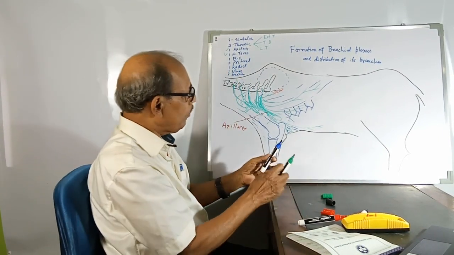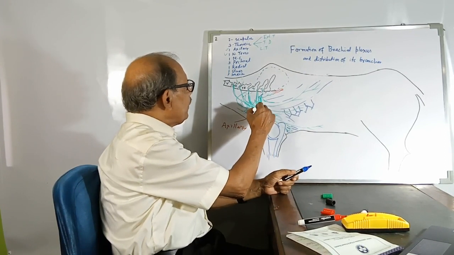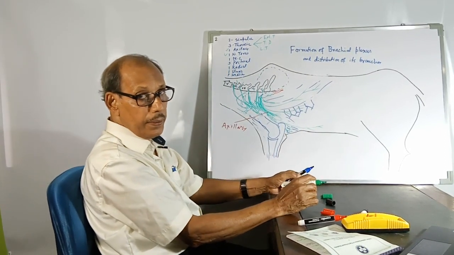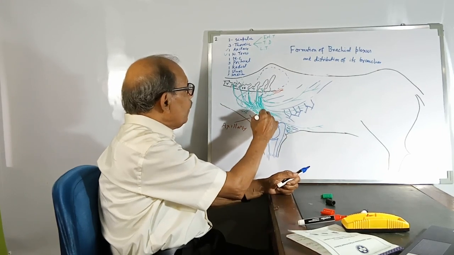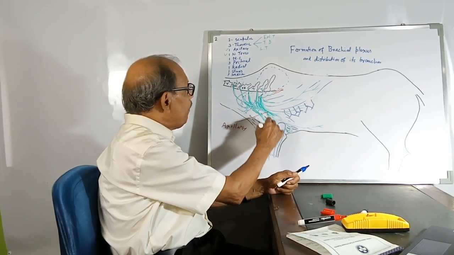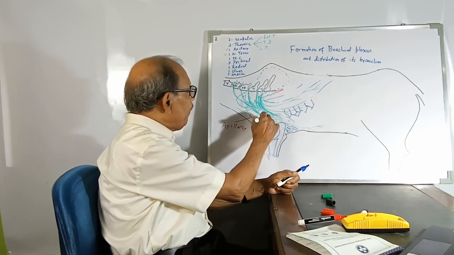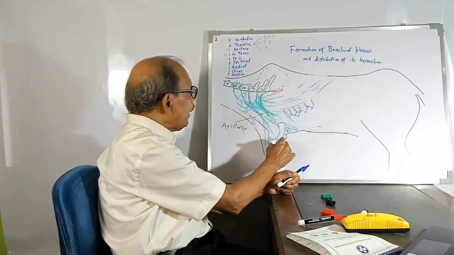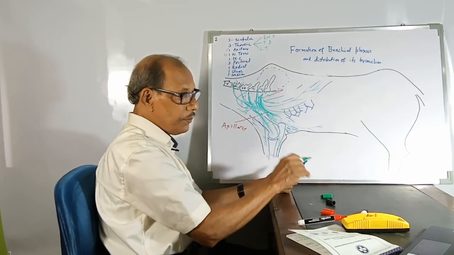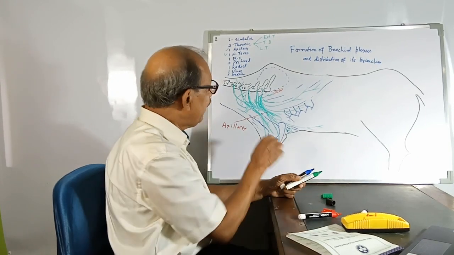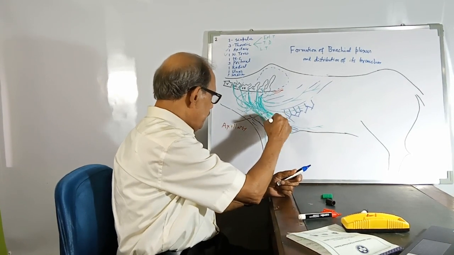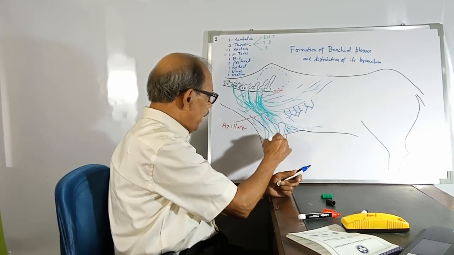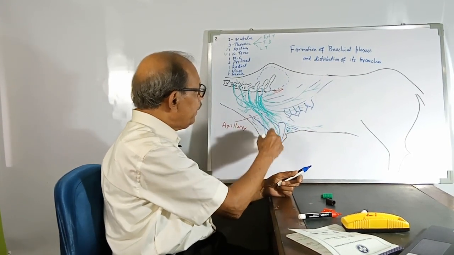Then comes the radial nerve. Now 3 nerves are originating from this plexus. One is the median nerve, other is the radial nerve, and another is the ulnar nerve. These are the 3 nerves going down from this large plexus, which are ultimately destined to the digits.